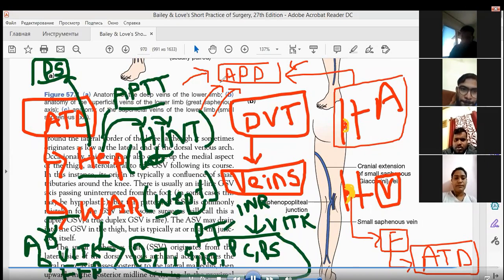So that's why, if you are treating a patient with DVT, you will start from heparin. And you are going to use low molecular weight heparins, for prophylaxis and also for acute management.